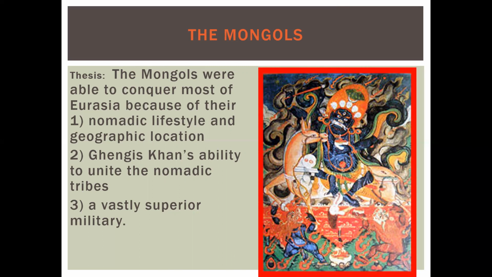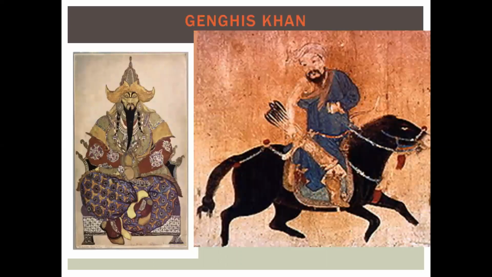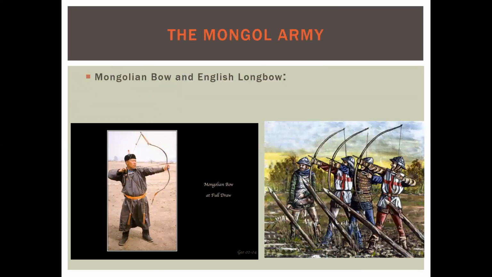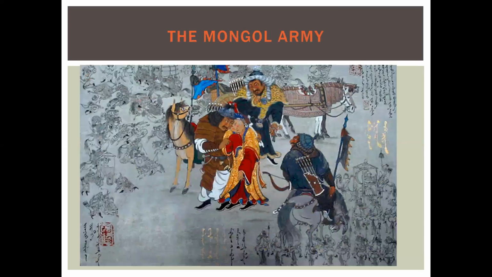And then they have a military that just no one else at the time could compete with. They utilized incredible archers. They also had a composite bow that was much more advanced than anything that the Europeans or the Abbasids had. It made it more powerful, more accurate. And the Mongols were incredible on horse.